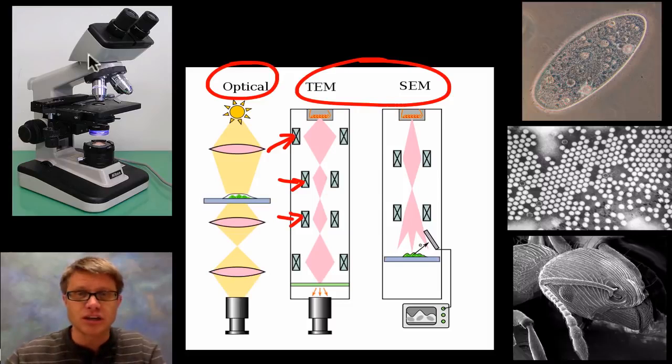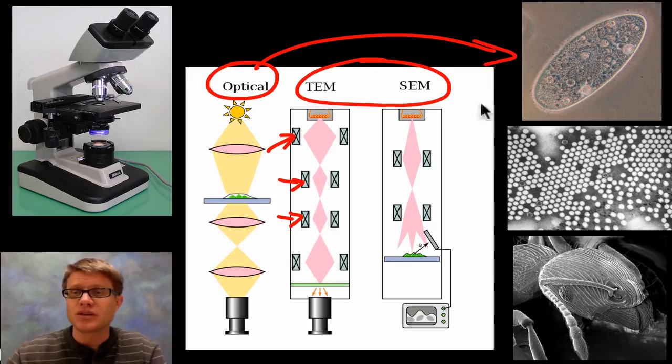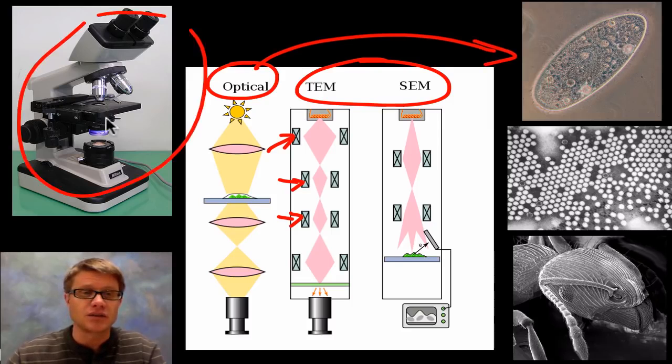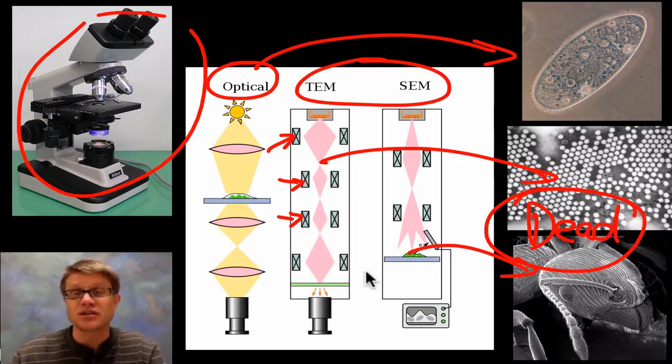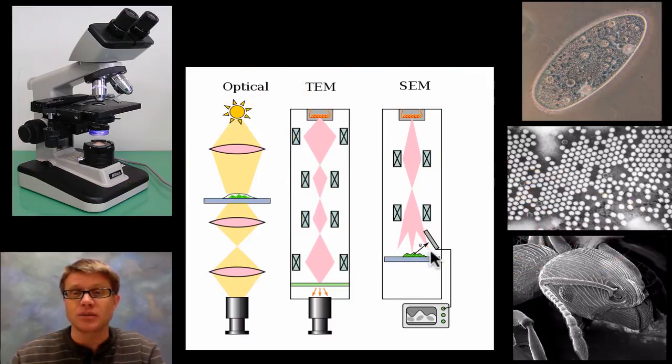So here's some pictures that were taken with these. This would be paramecium with an optical microscope, one that you'd have in a typical biology classroom. These ones are taken by a transmission electron microscope. These are little viruses, or this would be an ant that you're looking at. Now these two are dead because the process to look at them is actually going to destroy them. In fact, here you have to put a thin layer of metal on it that we can bounce off on a scanning electron microscope.